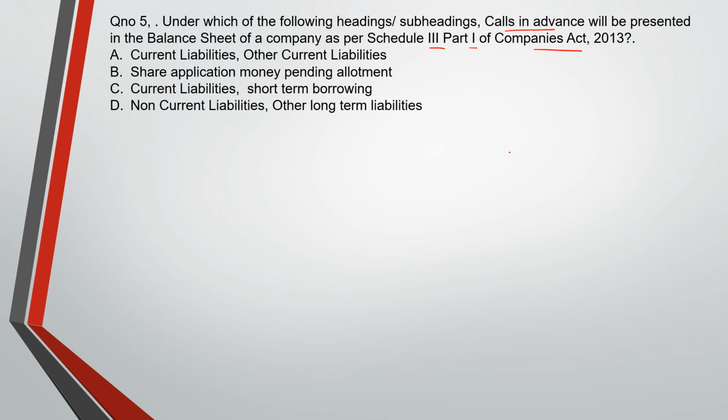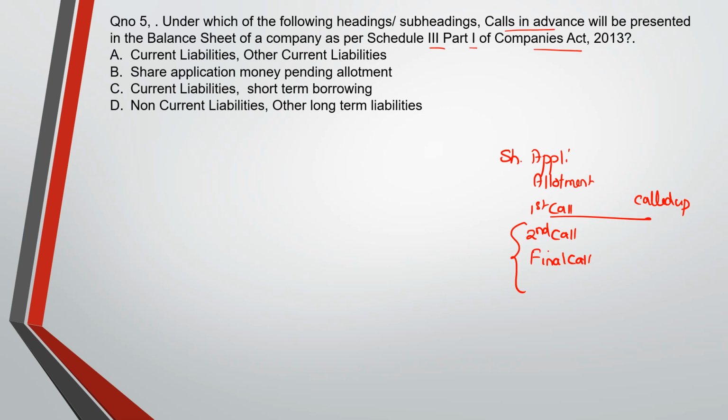Suppose the application money is being collected. The next stage is the allotment stage. Next is the first call, and then the second call, and then the final call. If the money is being collected in these stages, probably if the company has called up till the first call stage, then the second call is yet to be made. But if a shareholder has money, he might pay this second call and final call money, knowing that he has to pay anyway. He might pay it in advance to the company.